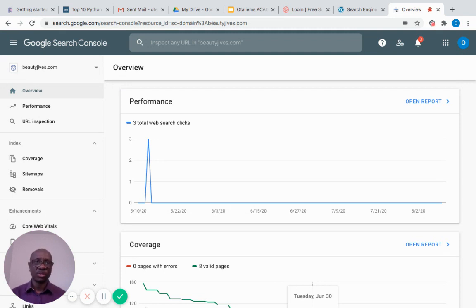What is Google Search Console? It's easy to sign up if you have a Gmail account. Once you have a Gmail account, go to your browser, type in Google Search Console, and it automatically creates an account for you. And once you get into your account, this is what you see.